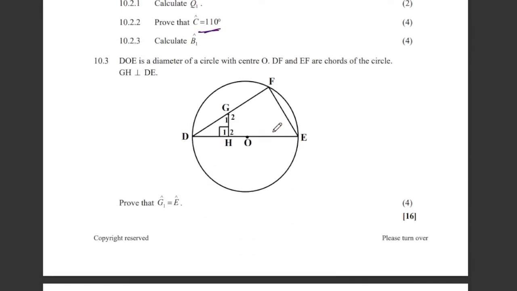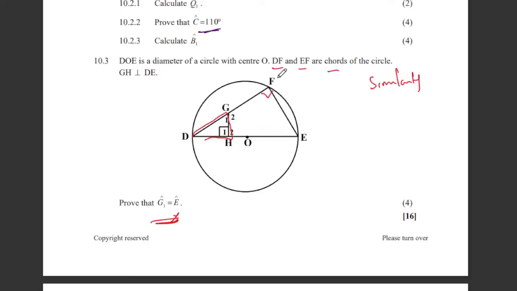Then 10.3. DO is a diameter, DF is this, and E are Q codes. They're telling us GH is perpendicular. Okay, there's a 90 there. Can you prove that G1 is the same as E? So in this case, you need to prove similarity. Okay, so which triangles are you focusing on? We're looking at this small triangle and then the macro triangle.